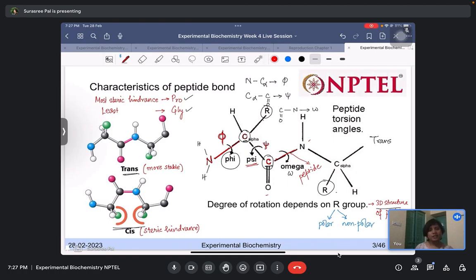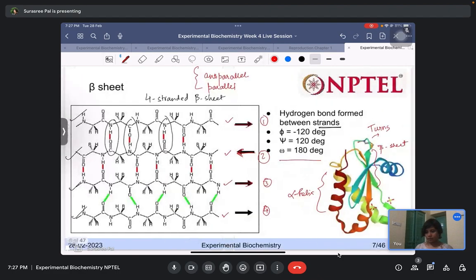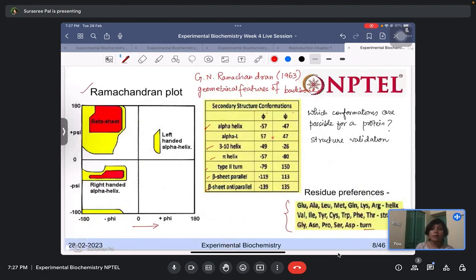And when these torsion angles are plotted, this is how it looks. This is called a Ramachandran plot, which is a psi versus phi angle plot. There are defined values of the beta sheets and the left-handed and right-handed helix, defined values of these secondary structures for the phi and psi angles. So that means the rotation of these phi and psi bonds is restricted by these angles, right?